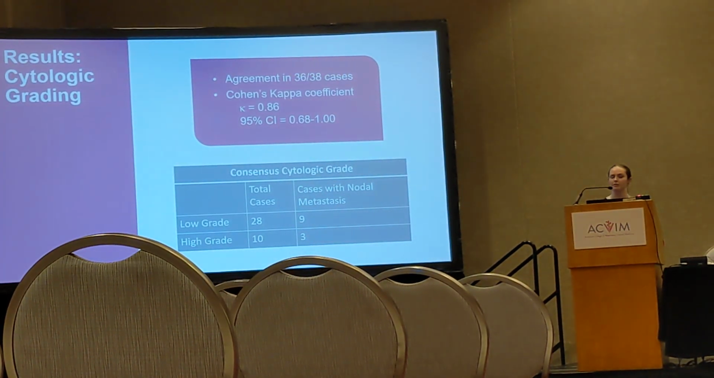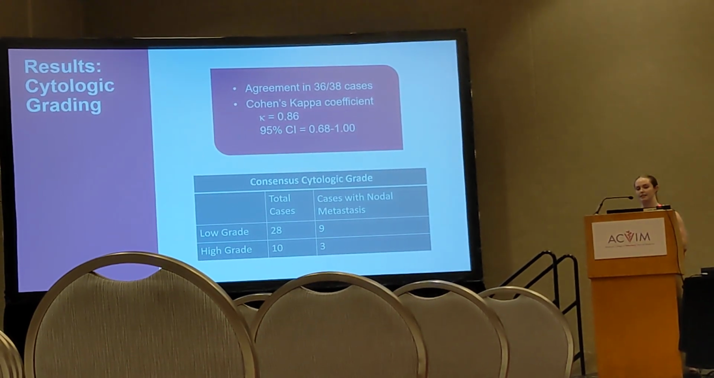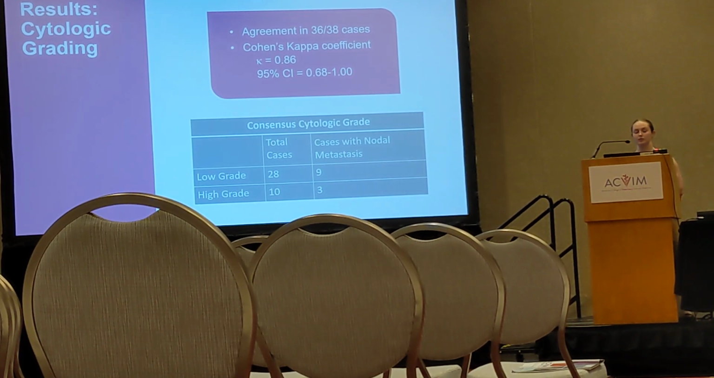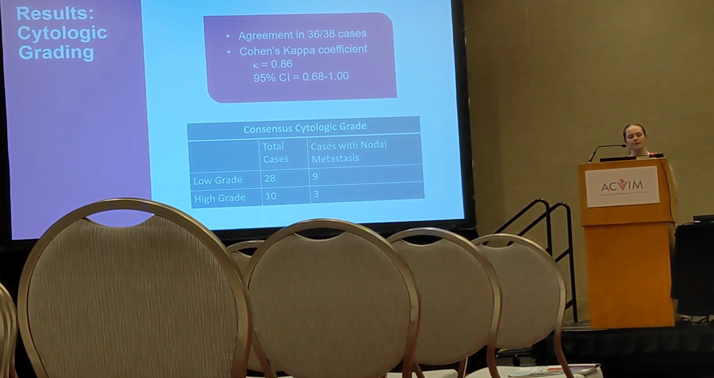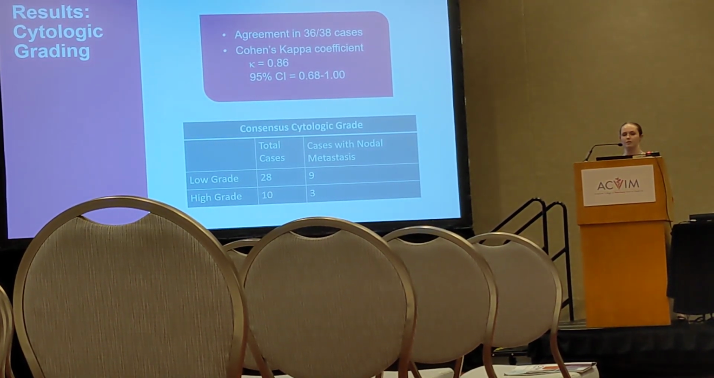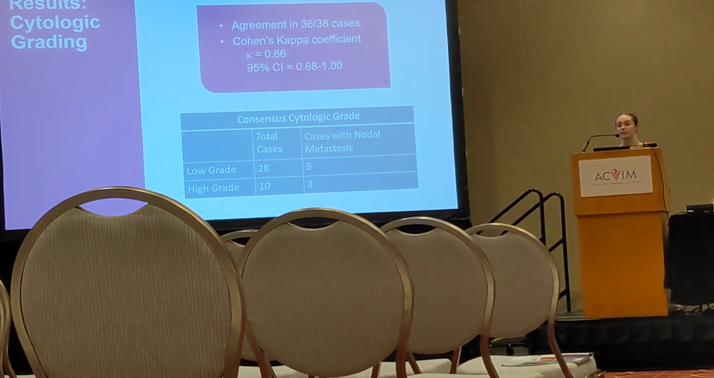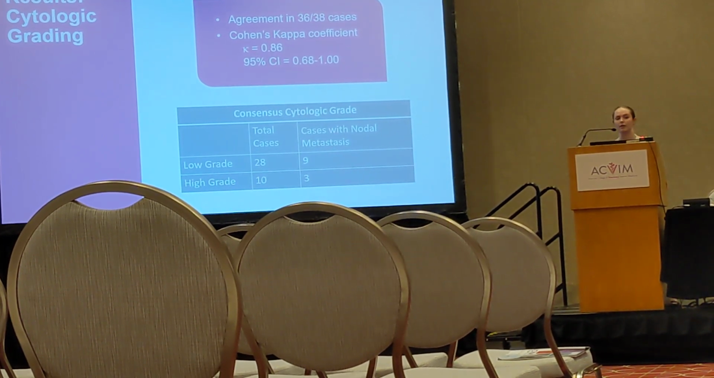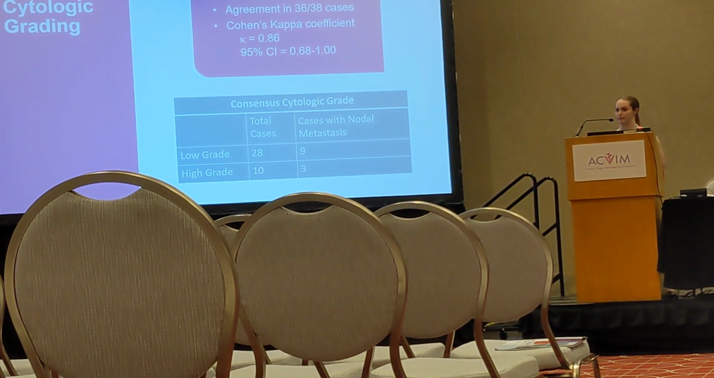And on to results. So first I want to touch on how the cytological grading scheme was applied to these 38 cases. Between the two pathologists, there was agreement among 36 of the 38 cases. This provided a Cohen's kappa coefficient of 0.86, which according to interpretive values is a near perfect agreement. And I do have a table up here demonstrating the breakdown of high and low grade cases among those total 38 cases, as well as those with nodal metastasis.